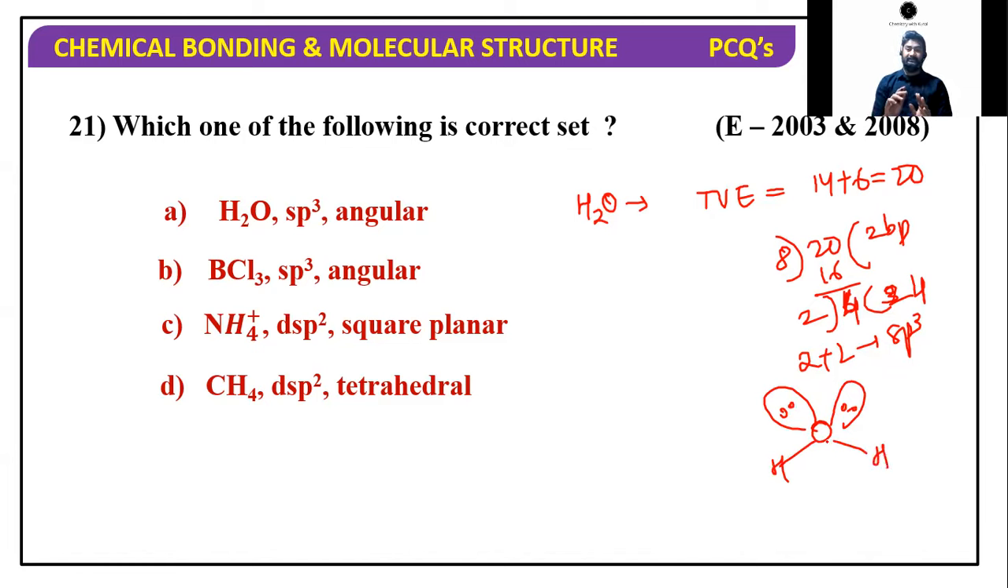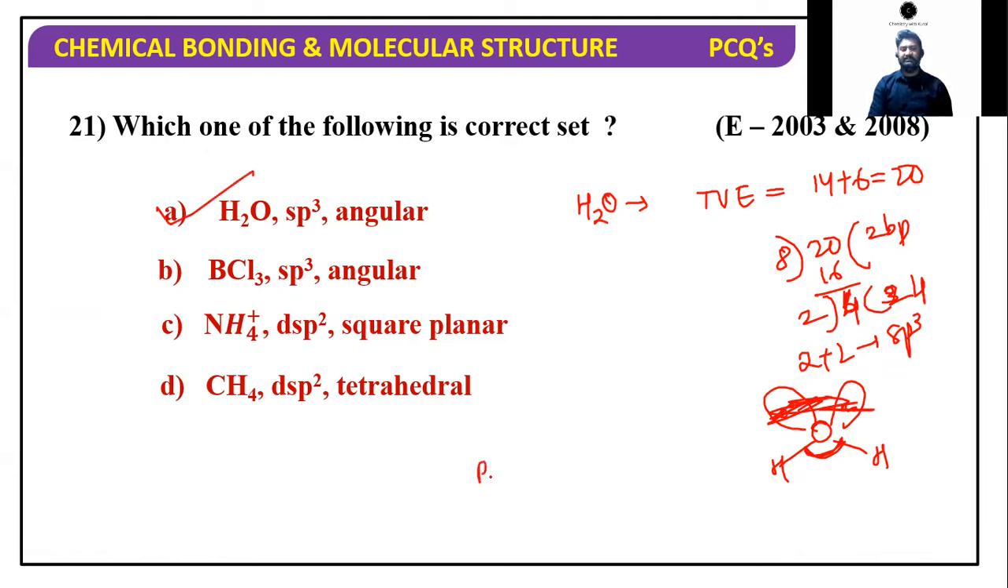What is shape? Please remember, shape is the structure without lone pair. Meaning, suppose I ignore the lone pair. Without lone pair, how does it look like? Suppose I ignore these two. It looks like an angular shape. That means this is correct.